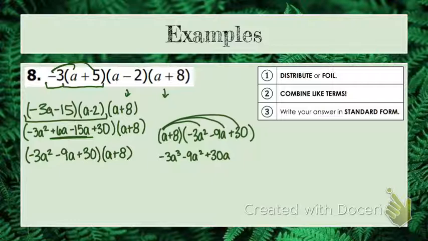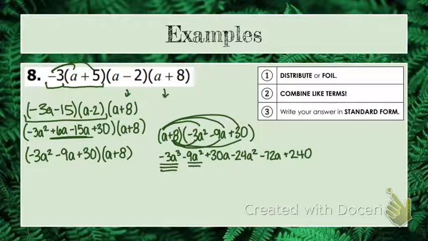Then we're going to distribute the 8. 8 times negative 3a squared is negative 24a squared. 8 times negative 9a is negative 72a. And 8 times 30 is positive 240. So now we've done all the multiplication that there is to do. We just need to combine like terms.